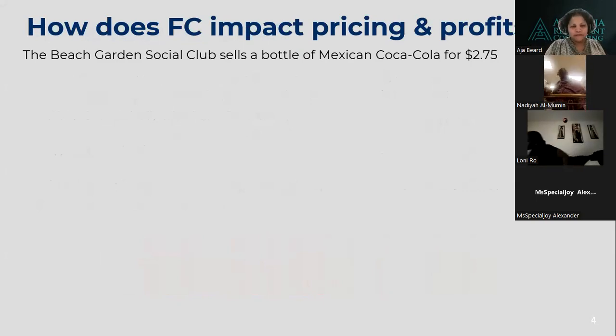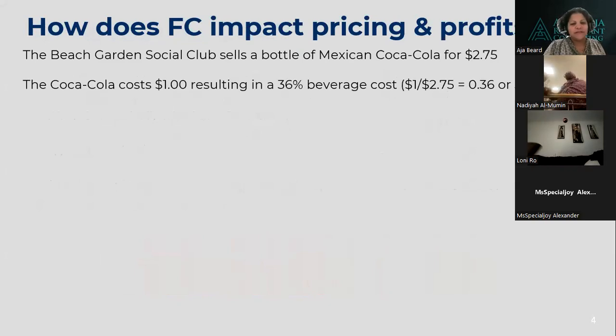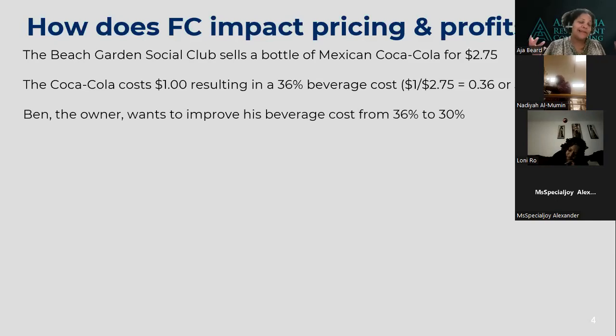They sell a bottle of Mexican Coke for $2.75. The bottle itself costs them $1, resulting in a 36% beverage cost. And how I got that number, I take the dollar, divide it by 275, what I'm selling it for, and it actually gives me a decimal point, 0.36. But with food costs, you want to look at things as a percentage. So it's 36% food cost, or technically beverage cost.